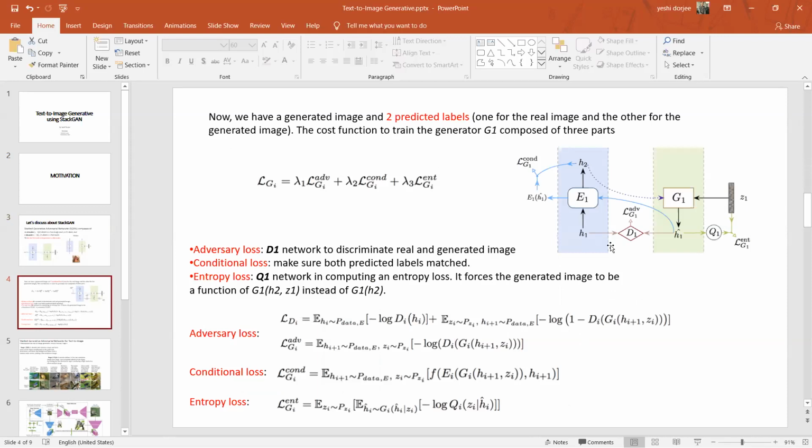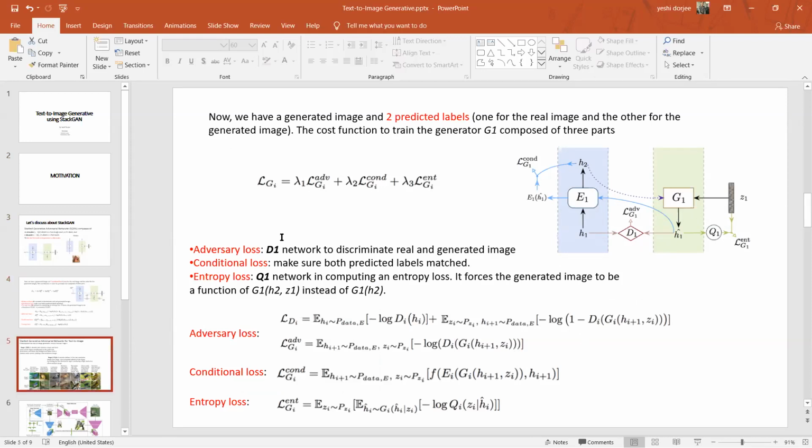The AttnGAN has three different losses: the adversarial loss, the condition loss, and the entropy loss. So these three are the different losses. This is the basic concept of AttnGAN.